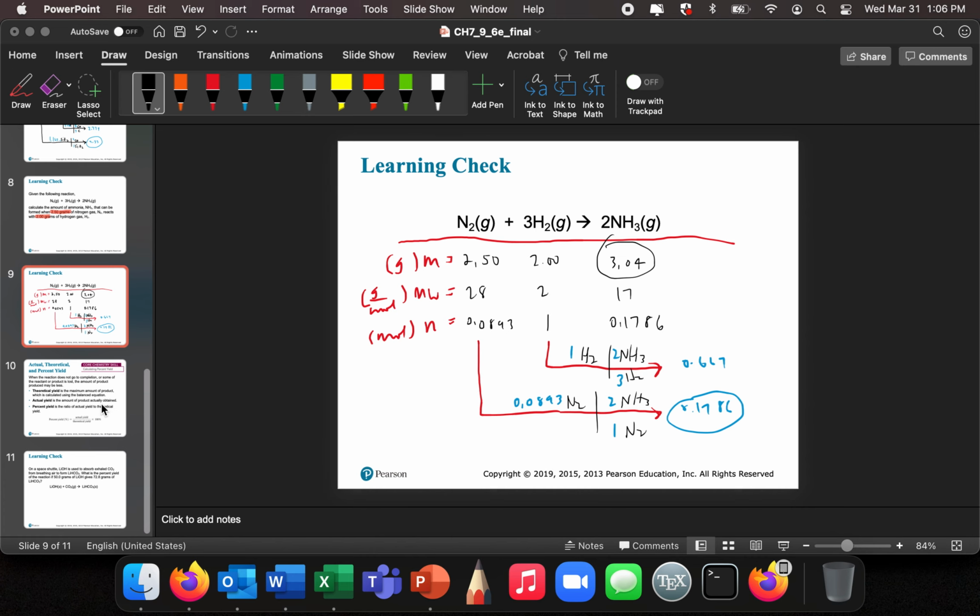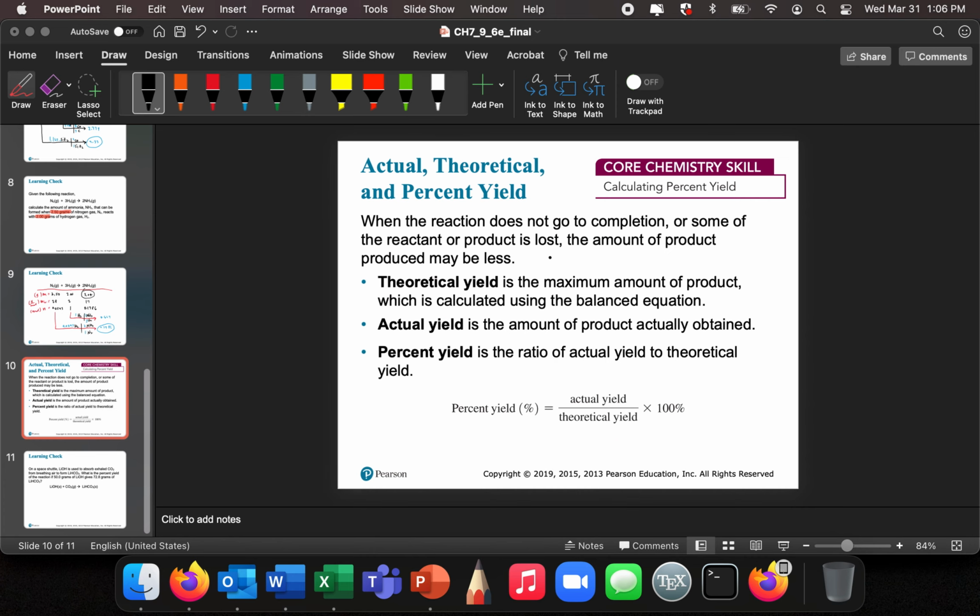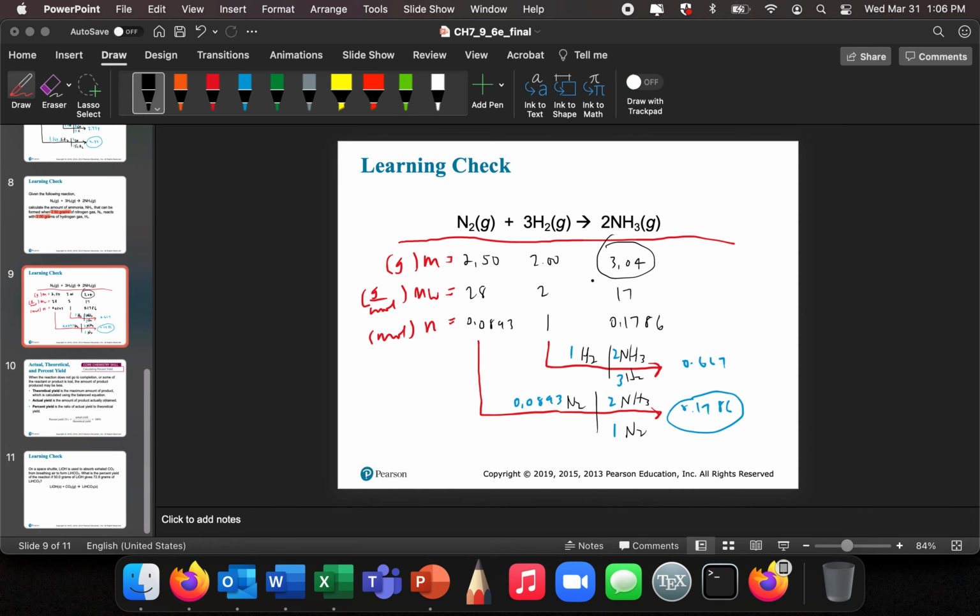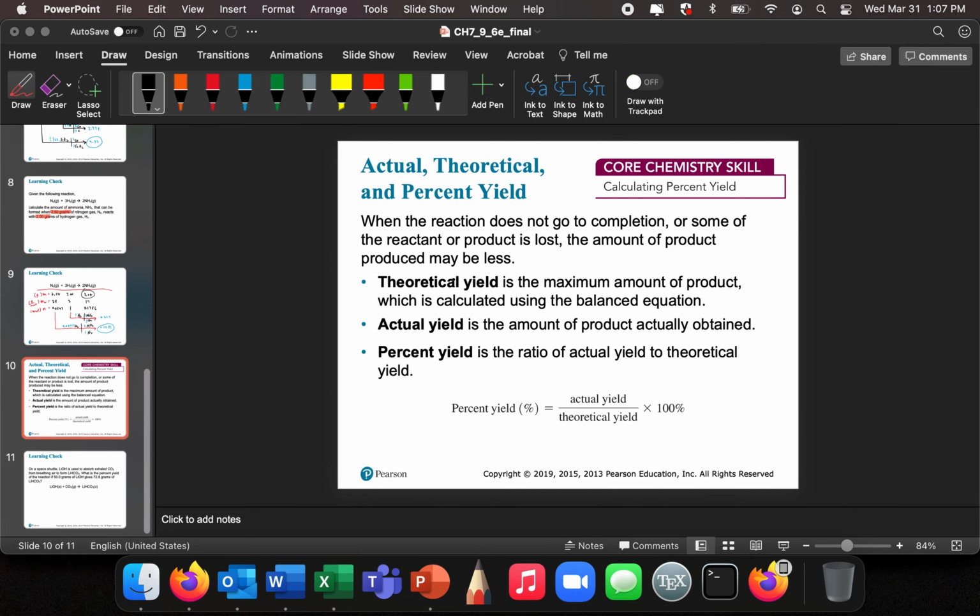All right. So let's move on now to the next topic, and that's calculating yield. So I just calculated how much I could make. I could make 3.04 here. But what happens if my reaction was imperfect and I lost some and I only made 2.5? Well, that wouldn't be all of it. So the question would be, what percent did I actually make?